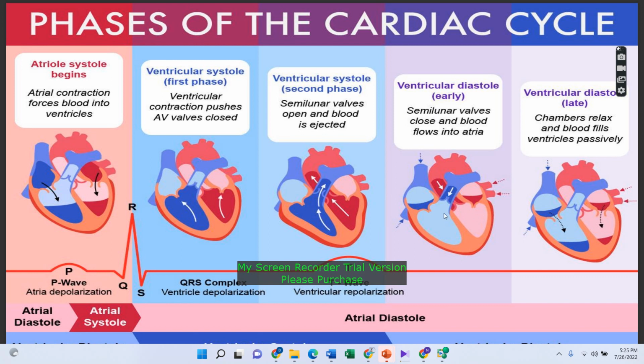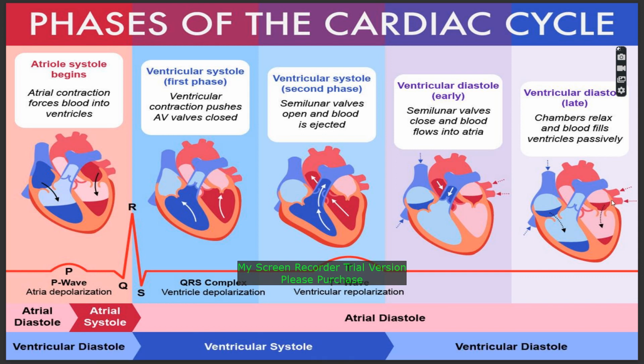It is actually shown by the T wave, ventricular repolarization. Then in late ventricular diastole, the AV valves are opened and blood keeps filling into the ventricular chambers. Pressure in the chambers drops and blood fills the ventricles passively. That is it. So if we move to the next, yeah, this is ventricular diastole.